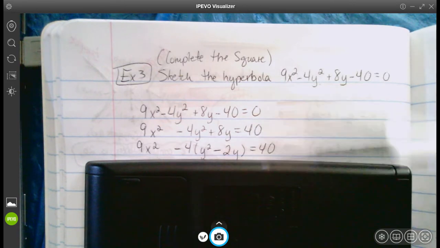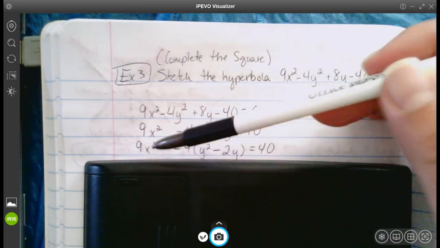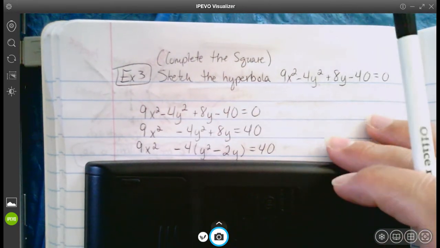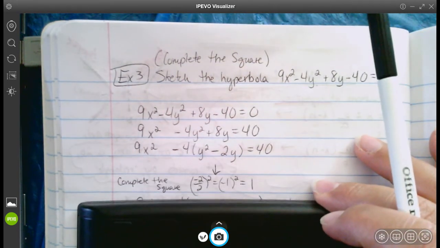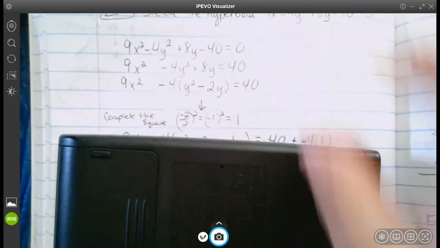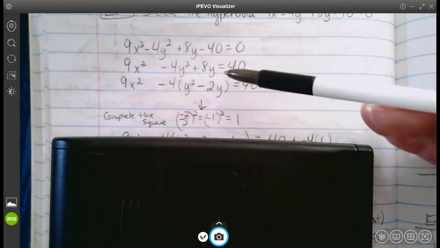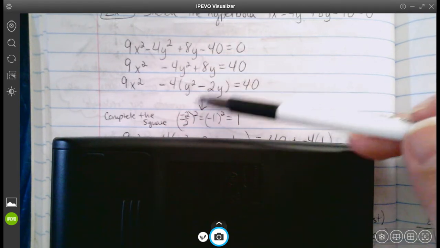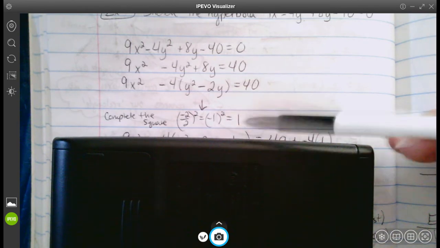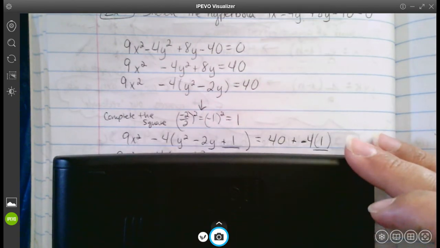The x does not have any other x's with it, so we're just going to bring it down. We're not going to add anything to that one. Here's the complete the square part, where you have to add b over 2 squared to both sides. In this case, my b is negative 2. Negative 2 divided by 2 is negative 1. I square that and I get a 1. And that's exactly what I added.